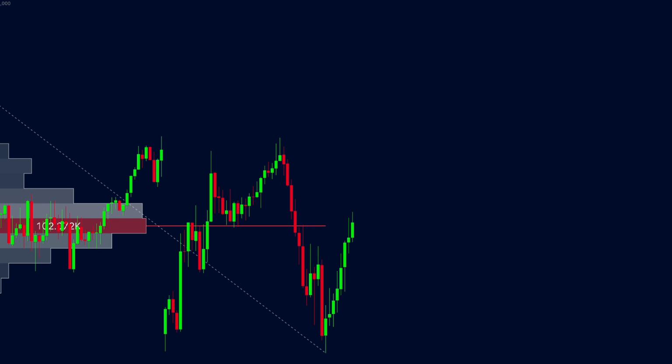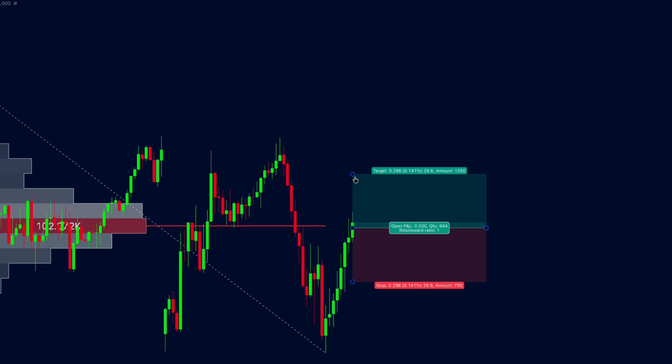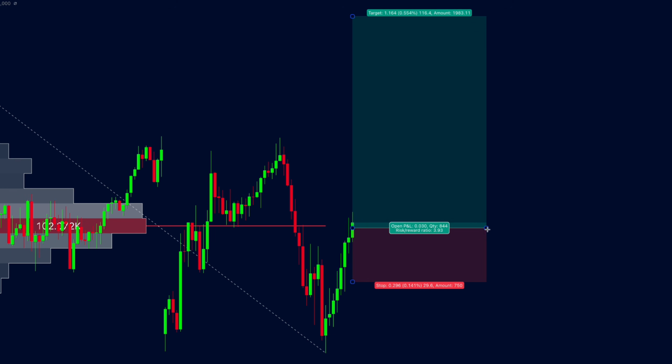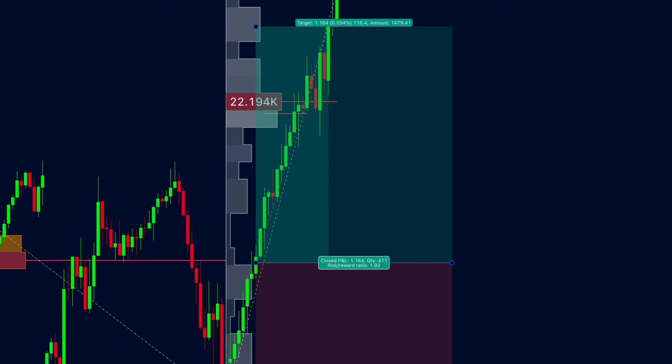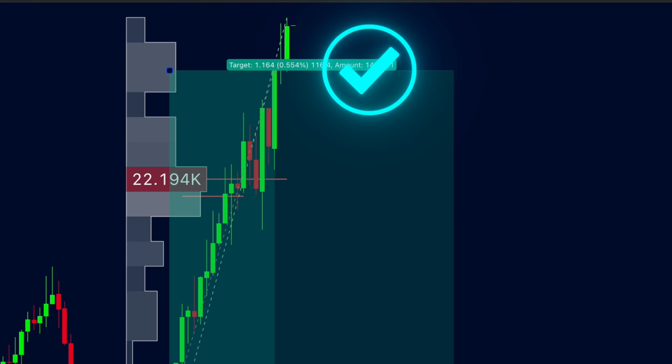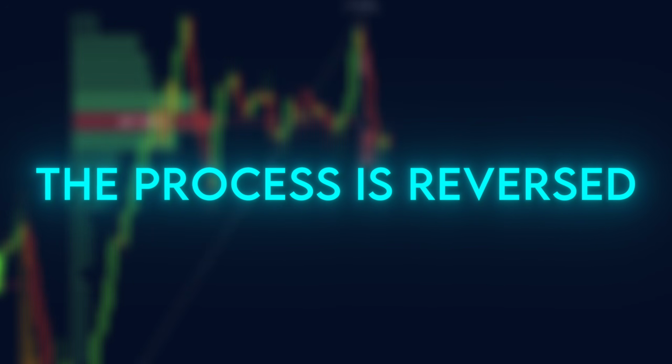A common entry point is the first bullish candle closing above the value area or away from the POC. Your stop loss can be placed just below the value area low or the recent swing low. Targets can be the next swing high, the next major resistance level, or the value area of the next profile above.